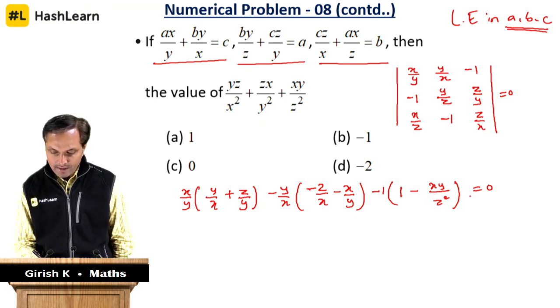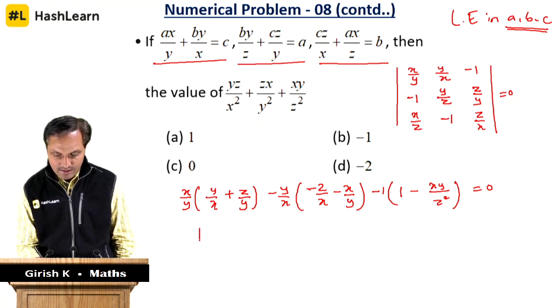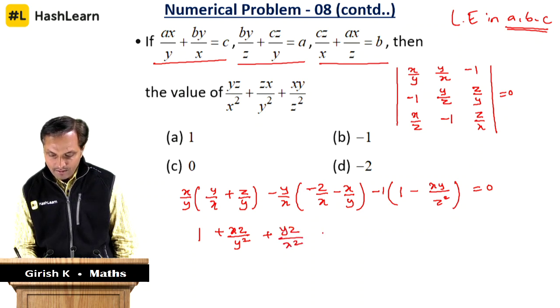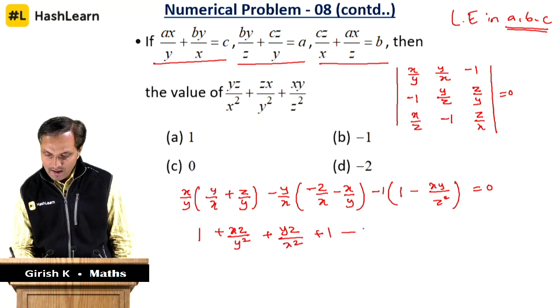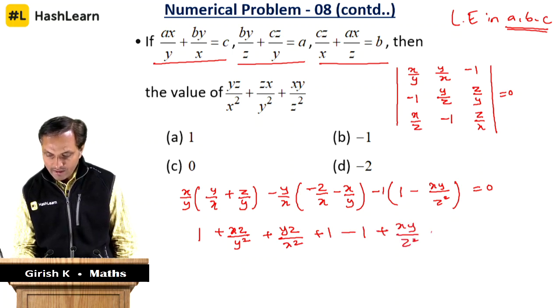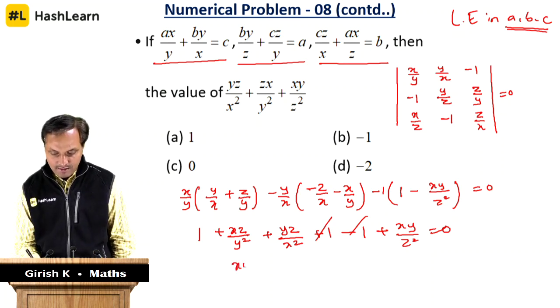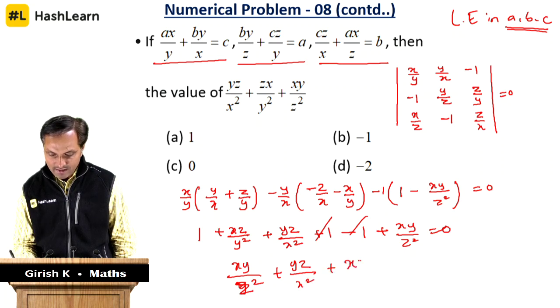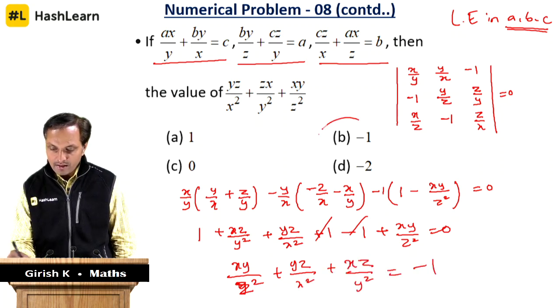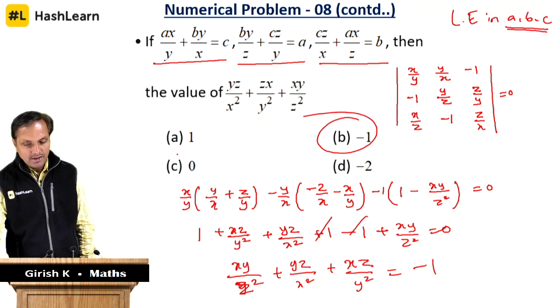So simplify this, what will you get? This with this will give you cancels 1. This with this will give you plus xz by y square. That with that will give you plus yz by x square. That with this will give you minus with minus plus 1. Minus 1 plus xy by z square is equal to 0. You can cancel this with this. So you will have xy by z square plus yz by x square plus xz by y square minus 1, that will give you minus 1, which is your option B.